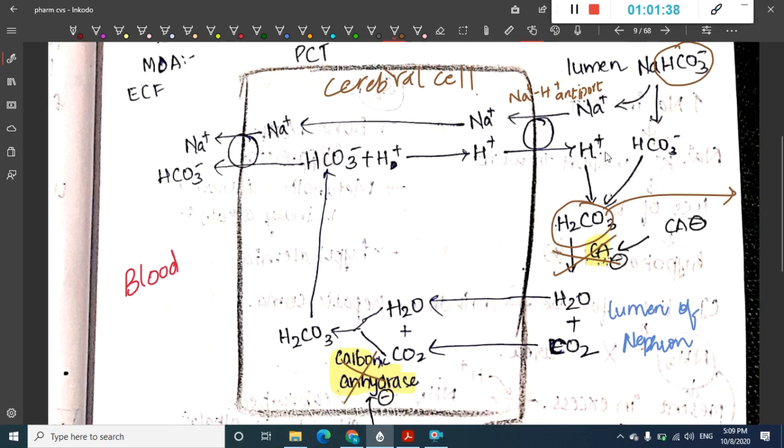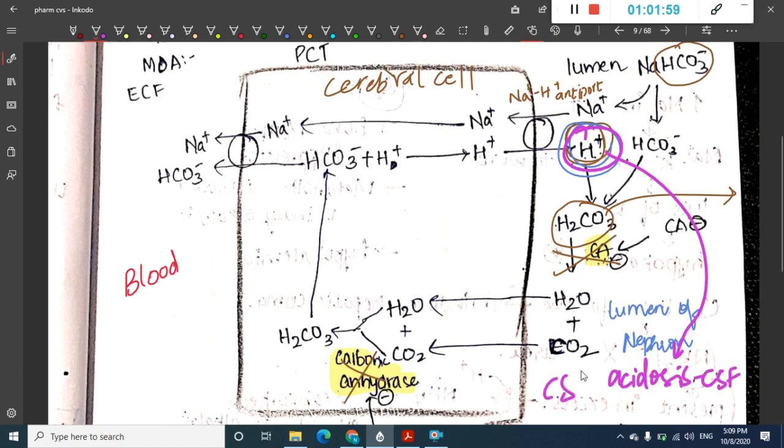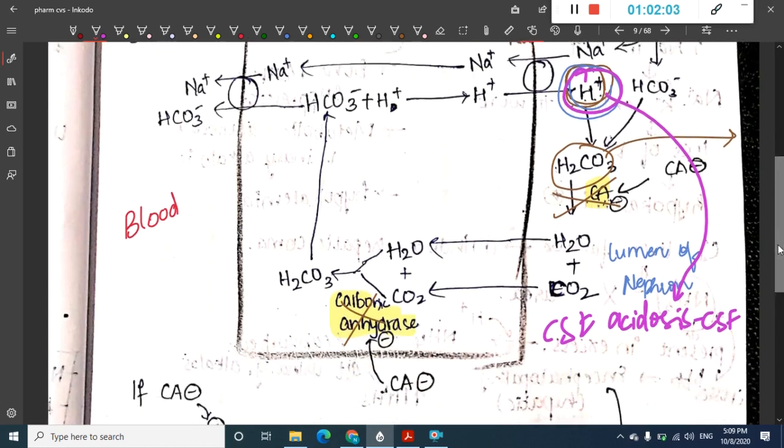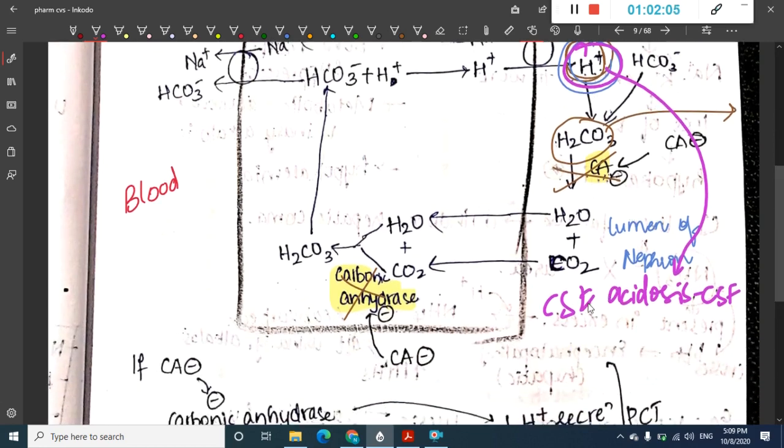Then what is left here? This H plus is left here, right? Once this H plus is left in the cell, what does it do? This H plus will cause acidosis, right? Where is this H plus left? If this is the cerebral cell, this should be CSF. So this acidosis or H plus is present in CSF, so this causes CSF acidosis.